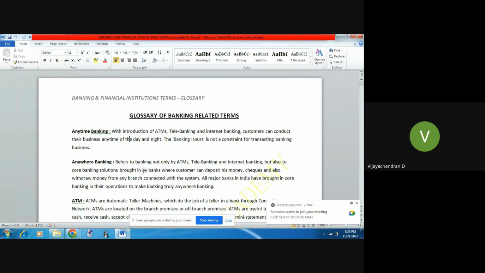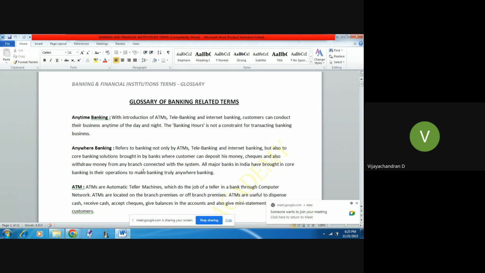The first one is anytime banking. With the introduction of ATM, telebanking, and internet banking, the customer can do business with the banking institution without any restriction, 24 into 7. That is known as anytime banking. The banking hours are not a constraint like office hours. That is why we have a greater advantage from anytime banking.